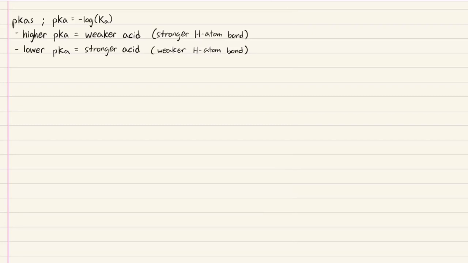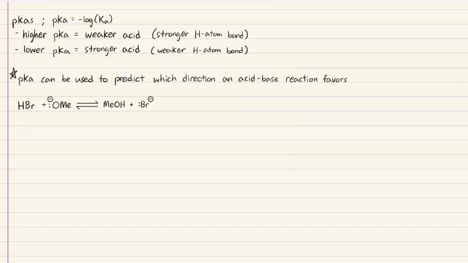pKa values are very helpful for predicting which direction an acid-base equilibrium will favor, or in other words, which species will predominate at equilibrium. Consider the following example. HBr reacts with methoxide to give a bromide anion and methanol.